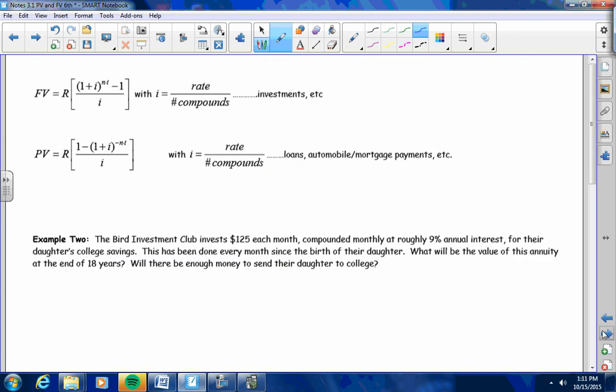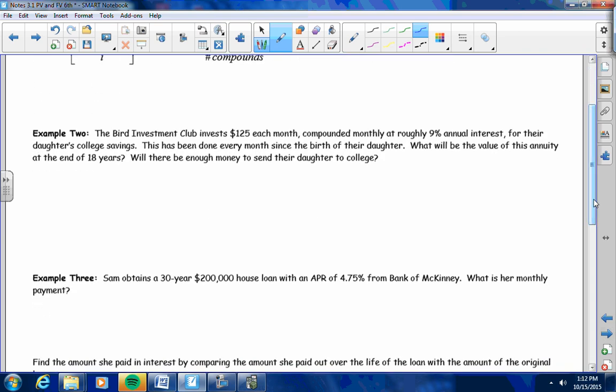On the back, I just put the formulas up there again, so you don't have to flip over to the front. And then I actually changed the problem from what is actually printed on your notes. So I changed Pratt's to Bird, and I actually changed a couple of the numbers. So the Bird Investment Club is investing $125 each month, compounded monthly at roughly 9% annual interest for their daughter's college savings.